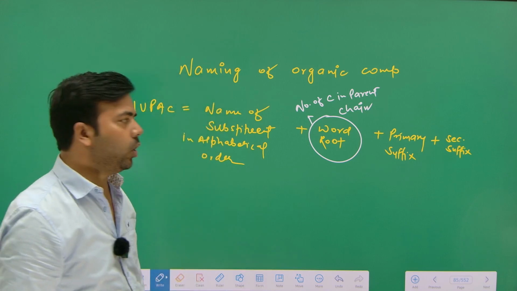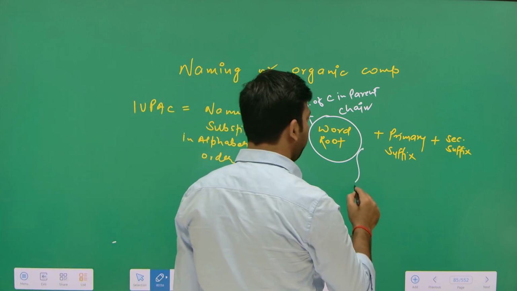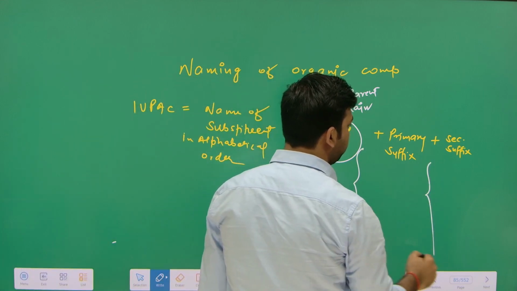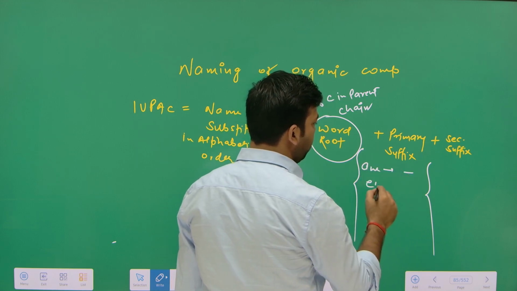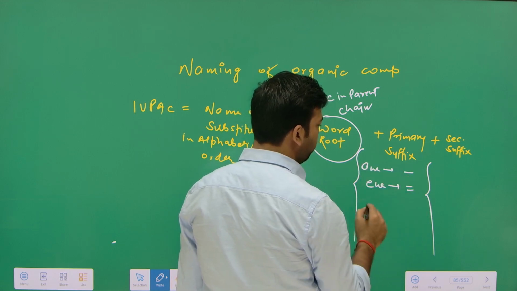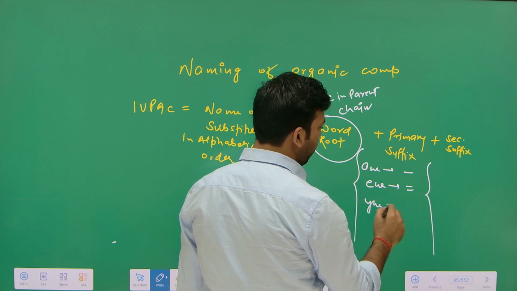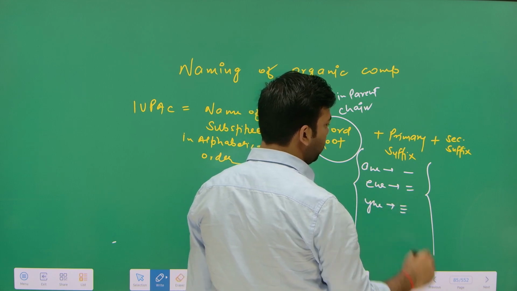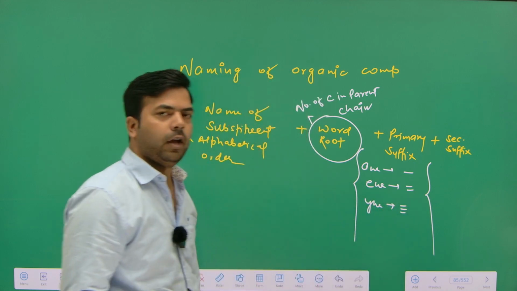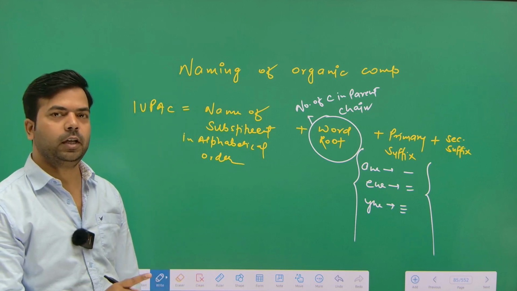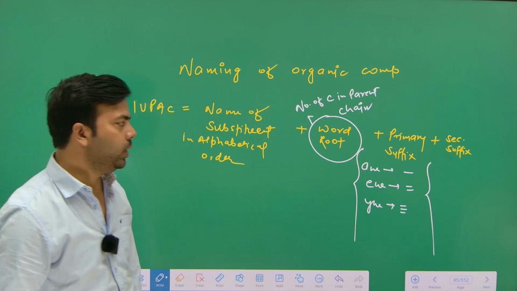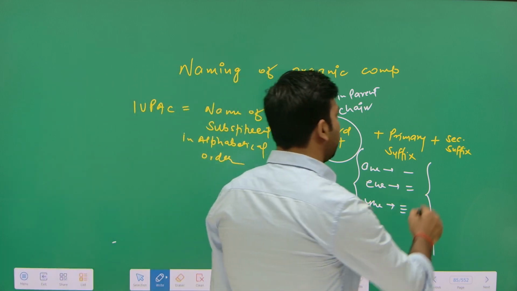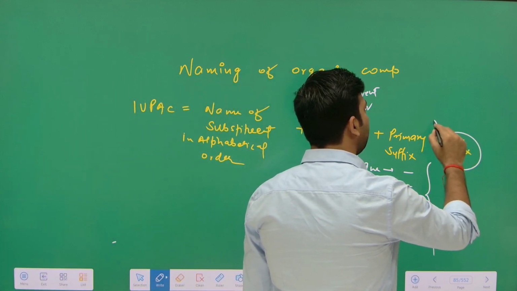Primary suffix is of three types. Ane means single bond, ene means double bond, and yne means triple bond. Clear? So whenever we have a single bond in a compound, we say ane. Whenever we have a double bond, ene, and triple bond means yne. Secondary suffix is a functional group.